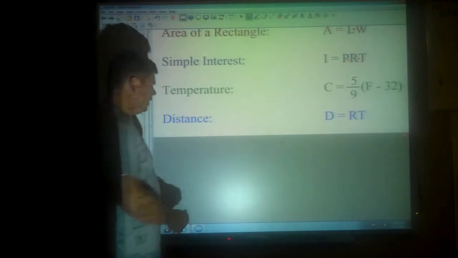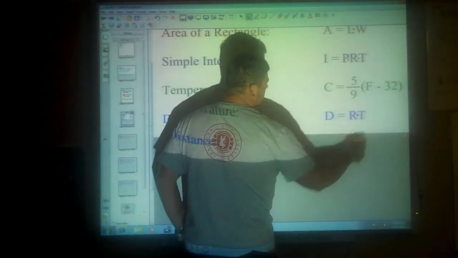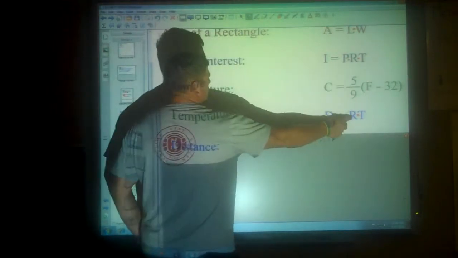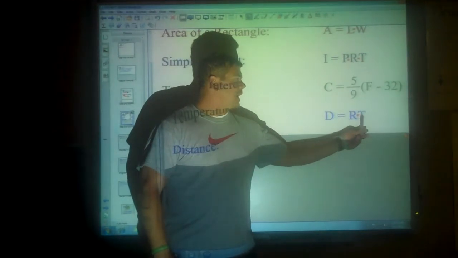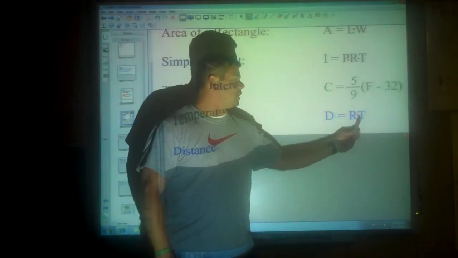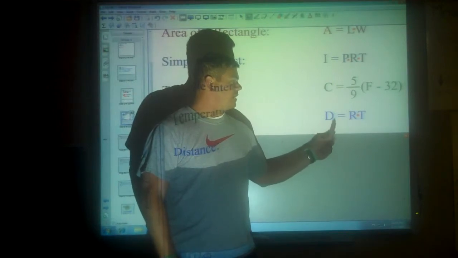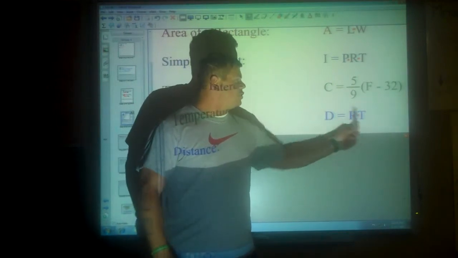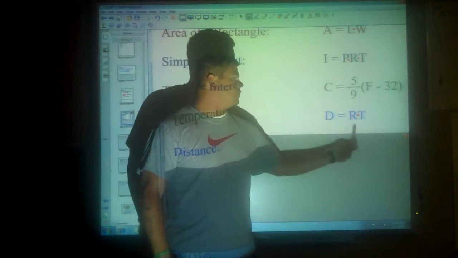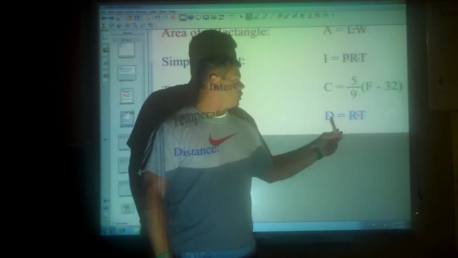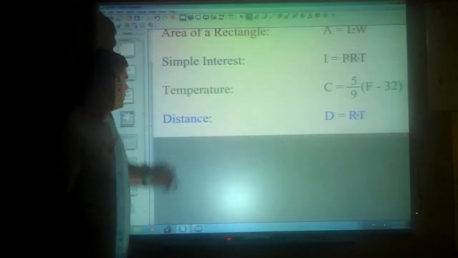The distance formula, D for distance equals R, the rate. In this case, it's not the same rate, it's a speed, times time. You might be dealing with minutes, hours, days, months, years, it all depends. You might be dealing with miles, kilometers, inches, feet, it all depends. But whatever units you're using here, your rate will be an expression of that. If this is miles and that's hours, then this will be miles per hour. If this is kilometers and that's days, this will be kilometers per day. It all depends.